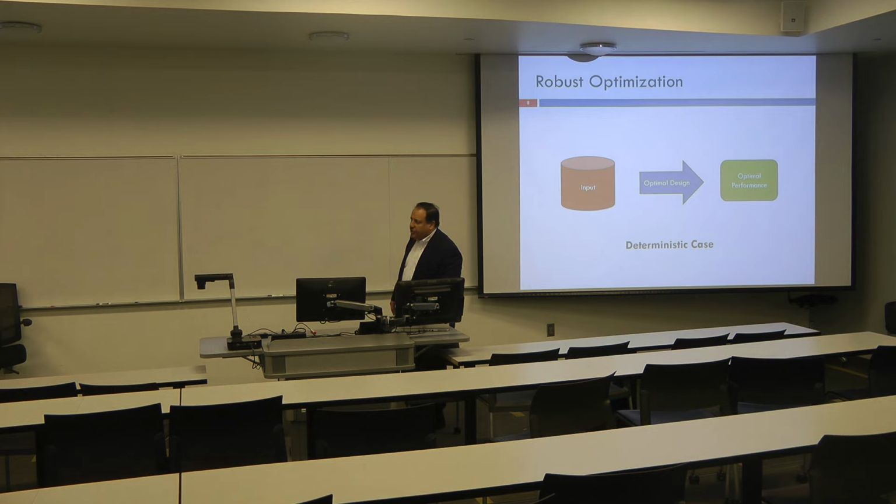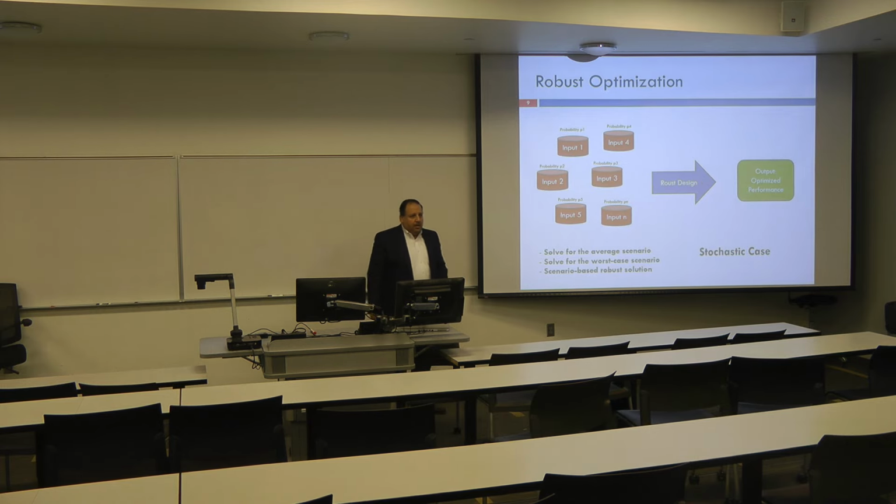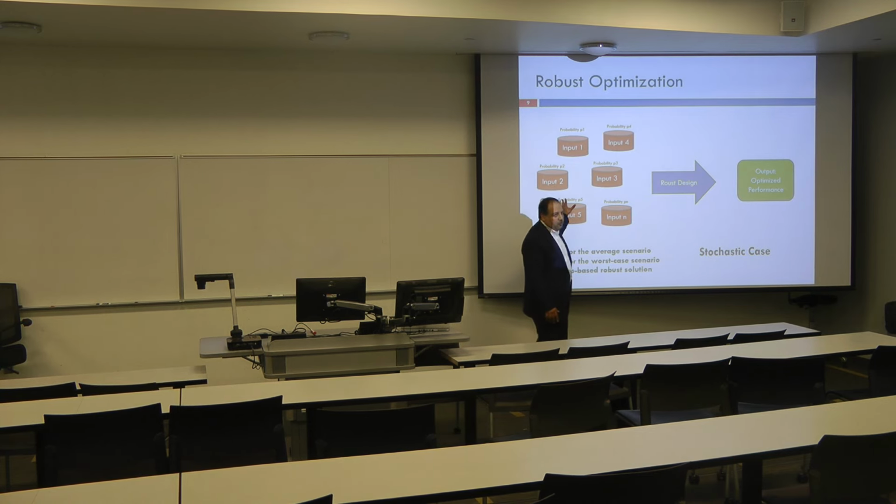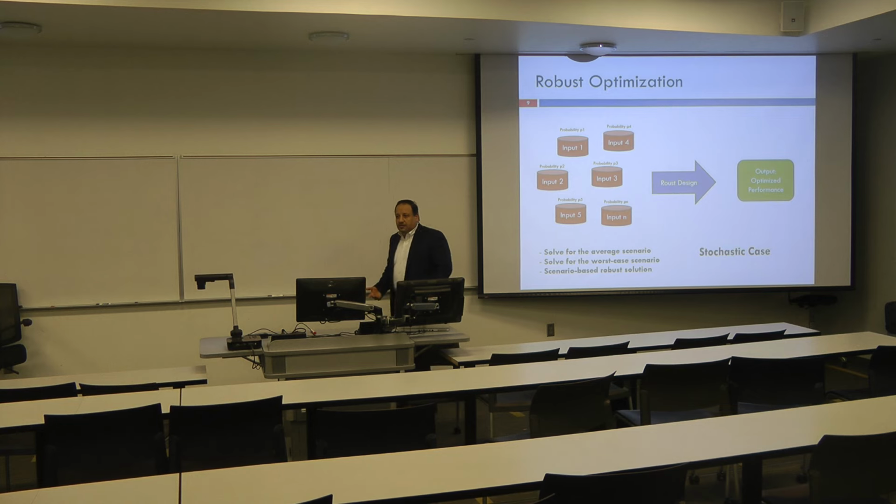But in reality, the picture is not like this. In reality, you could find that different operation scenarios could really exist. You don't know which one of them will happen, right? So you could have operation scenario number 1, so this is your input number 1, or number 2, or number 3, number 4. Different operation scenarios could happen, and each one has its own probability. So this is the problem that we are dealing with.